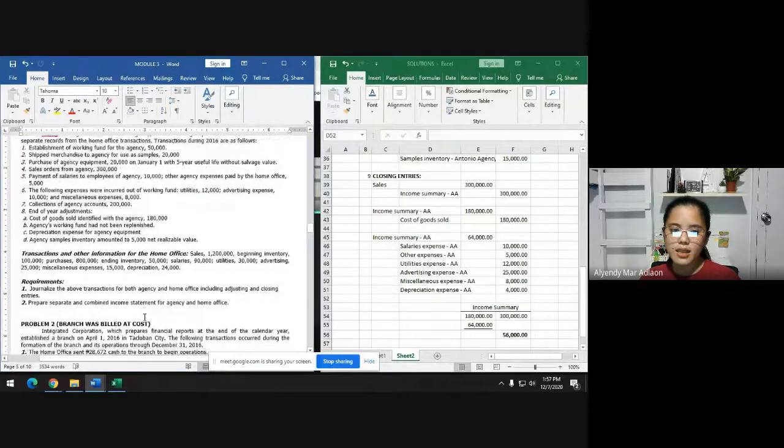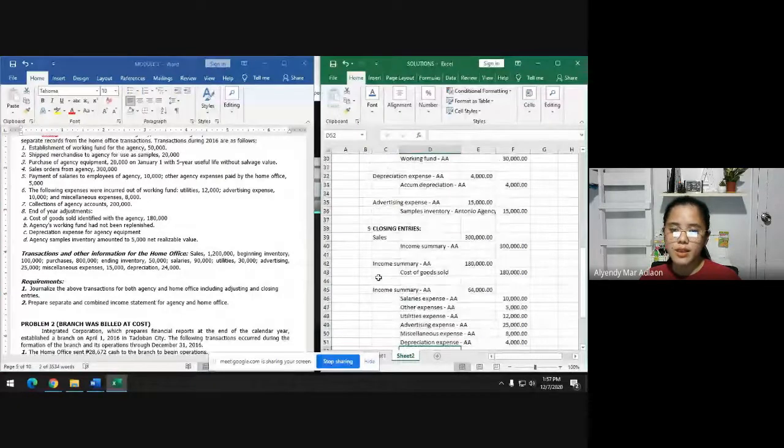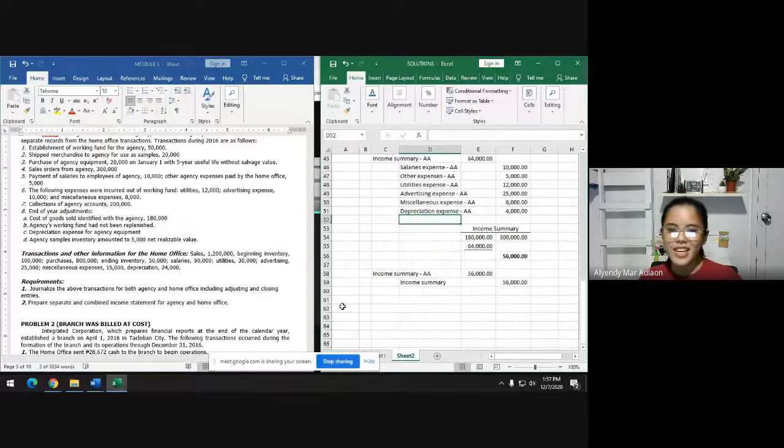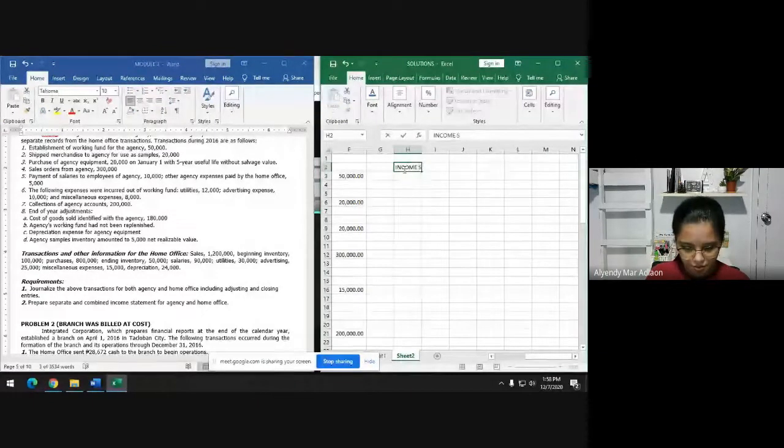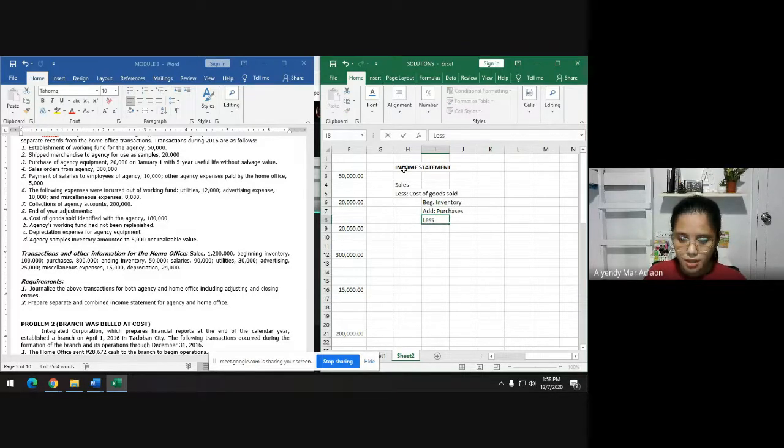So what is the difference? In the separate, they have different financial income statements. For the combined, I will just do it so that it is clear. Okay, income statement. Let's start with the sales less cost of goods sold. Then you have there beginning inventory plus purchases, then minus ending inventory, and then you will get the cost of goods sold. Next are the expenses, and then you list down all the expenses.